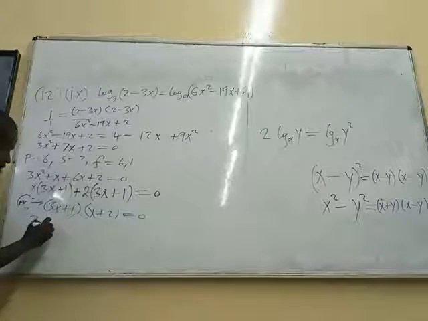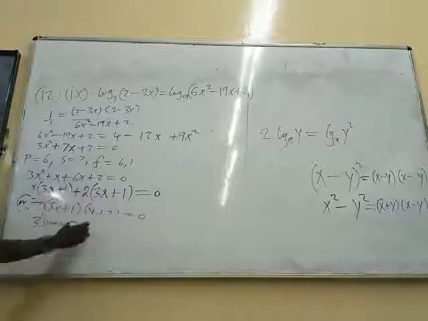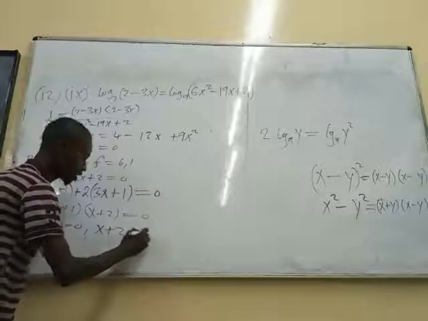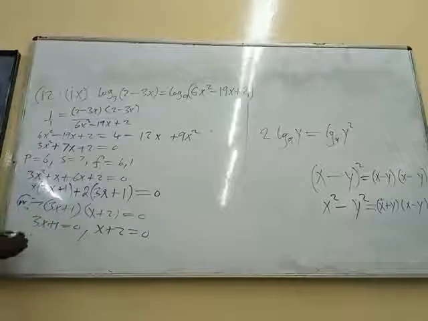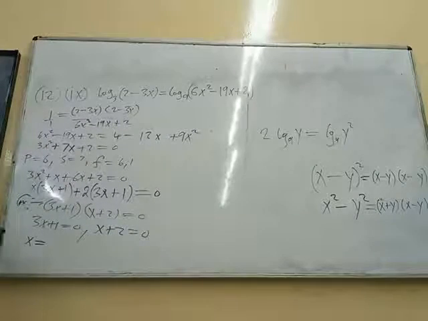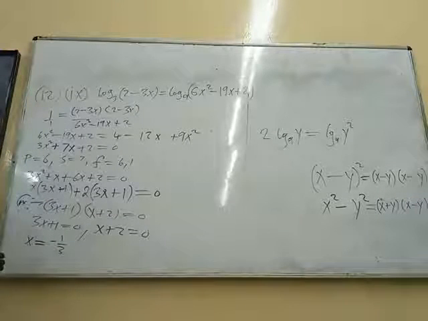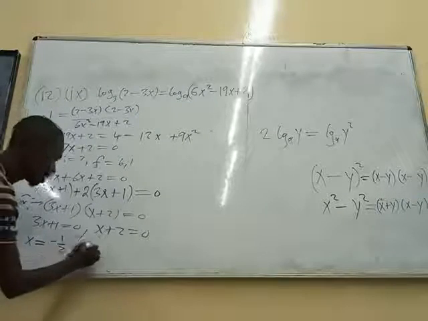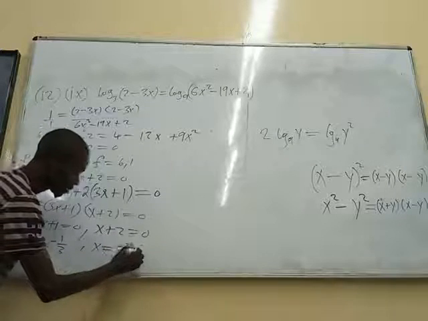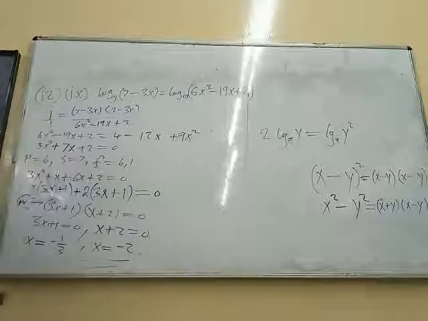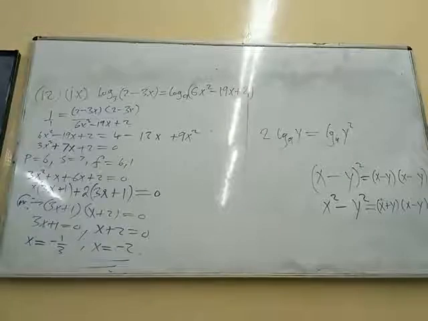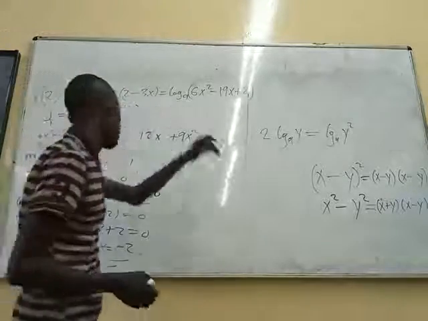So we have 3x plus 1 being equal to 0. We also have x plus 2 being equal to 0. So now we can find our values of x. We have the first value of x, which is negative 1 over 3. And then the other value of x will be negative 2. So these are the values of x that were required in this expression.